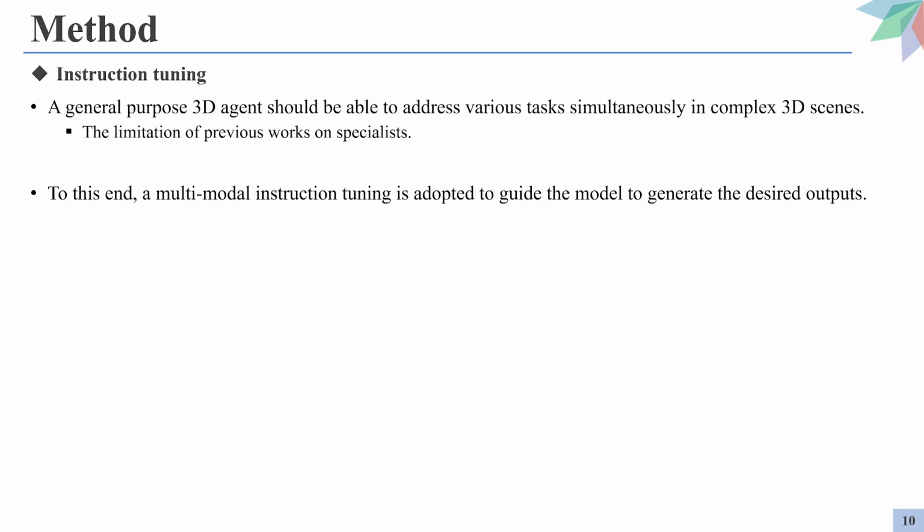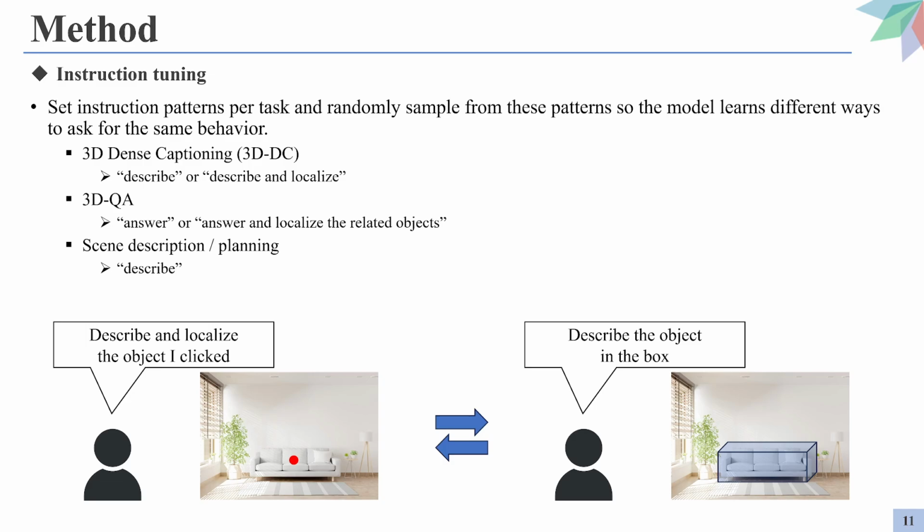In addition to this model architecture, the authors introduced instruction tuning to enable the LLM to handle a wide range of tasks, something that previous works on specialized agents struggled to achieve. To achieve this, the authors designed specific instruction patterns for each target task. For some tasks, they even create multiple formats to improve the model's robustness, allowing it to handle different question styles that lead to the same answer.